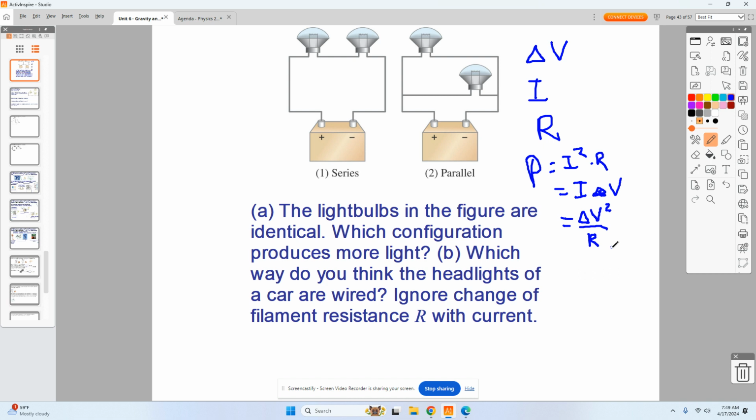Is it the voltage? Is it the current? Is it the resistance? Or is it the power? It's power, right? So when I ask them questions about this, I'm really asking which one is producing more light, and that would be evidence of the power. And so it's really these things here.